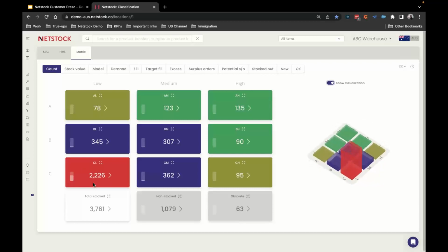And also we wouldn't be investing a lot here, because if we stock out of a C low item, it's only 4%. If we stock out of one of these items, that's 80% of our business, right? So we want to be able to invest in these areas over here.